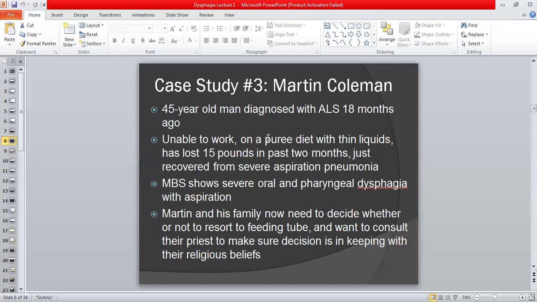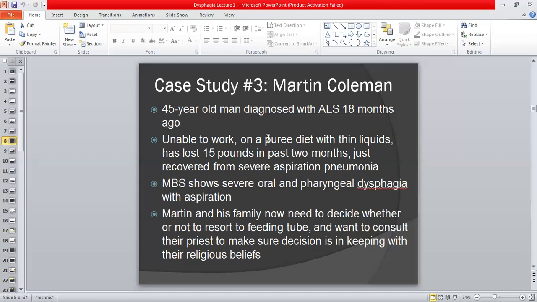So number one, loss of weight is one significant factor which indicates that the person is not eating well. So 15 pounds in 2 months, this is a very extensive loss of weight, and this might be referring to the following issues. And just recovered from severe aspiration pneumonia. As told you, if you are not doing safe swallowing, certainly you'll get pneumonia.